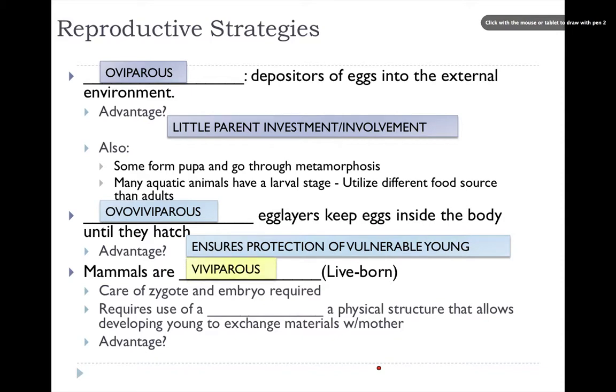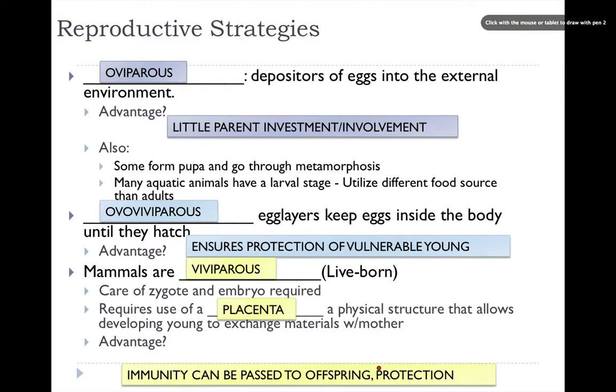And then mammals are viviparous. That is going to require care of the zygote and the embryo. And the use of a placenta is the key thing that characterizes viviparous. And that is nothing more than a physical structure that allows developing young to exchange materials with the mother. So there is a physical connection between the two.